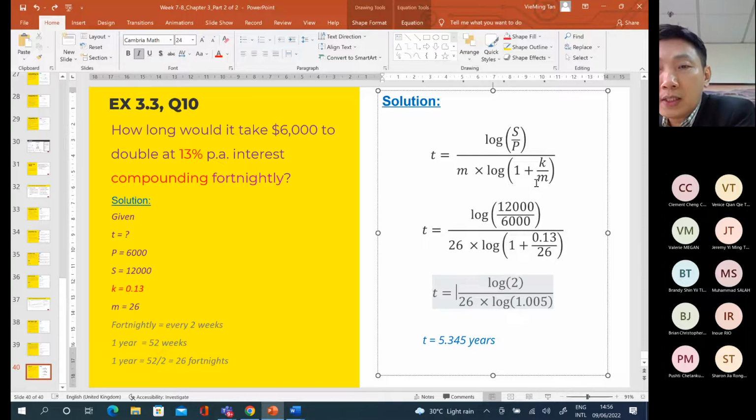All right. The next step is to simplify this part before we use the calculator to get the final answer. It's good that we can simplify the numbers inside the brackets. This one simplifies to 2. This one simplifies to 1.005. Then we can use the calculator: log 2 divided by 26, and then multiply by log 1.005.